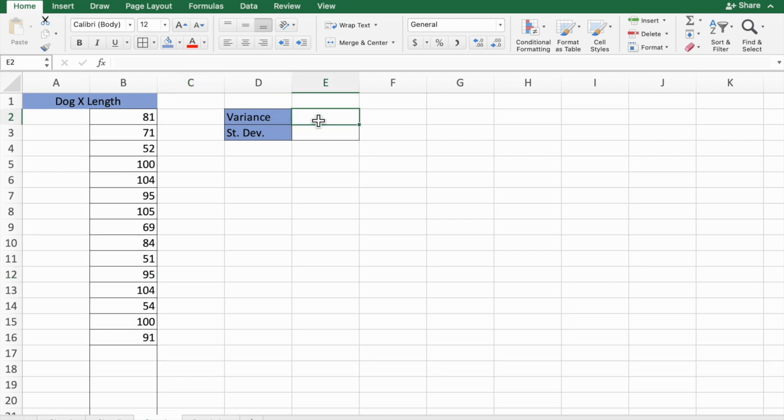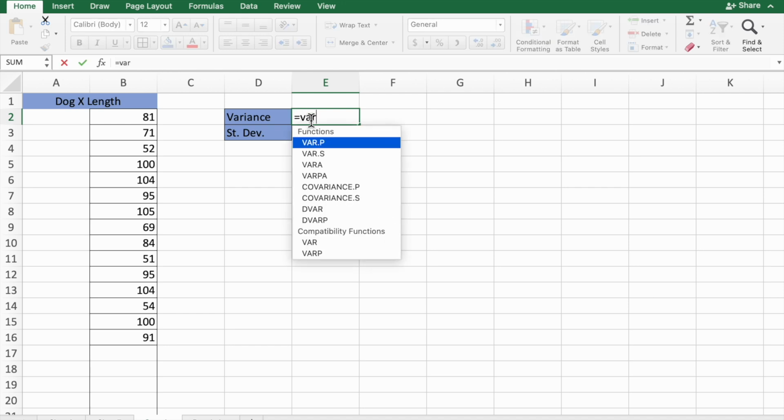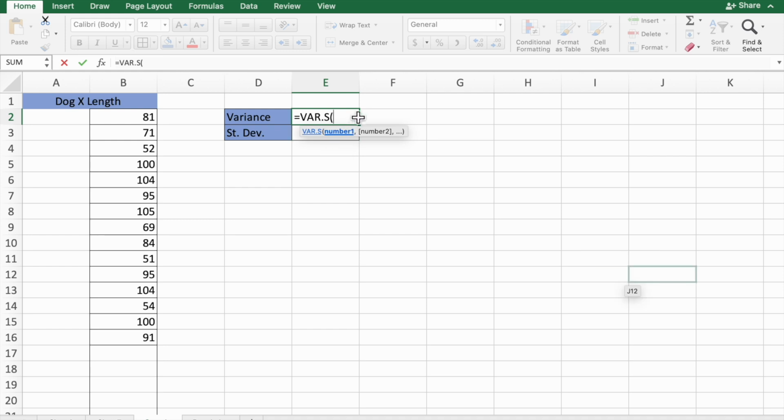So what you have to do first, for the sample variance, equals VAR.S. Okay, then all the numbers. Okay, now bracket close. So this is the variance. Okay, and this is the variance.